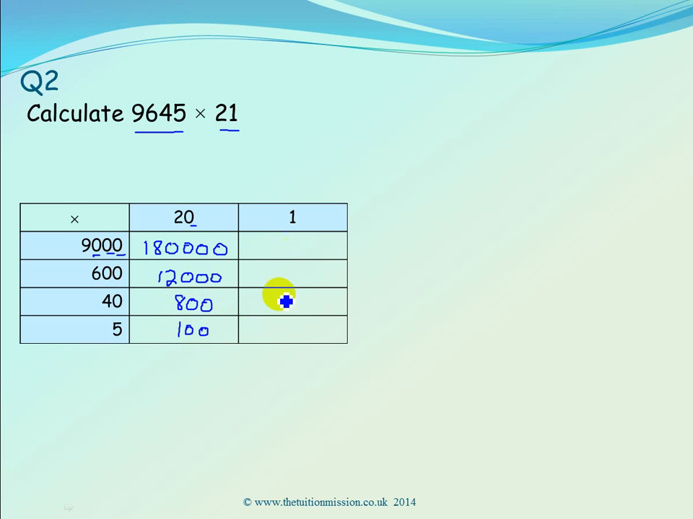And the right hand column here is nice and easy because it's 1 times everything, and when you multiply anything by 1 you end up with the same thing that you started with, and so we can just write those values in without worrying too much. And again, I'm going to add these across in pairs and total up on the end.